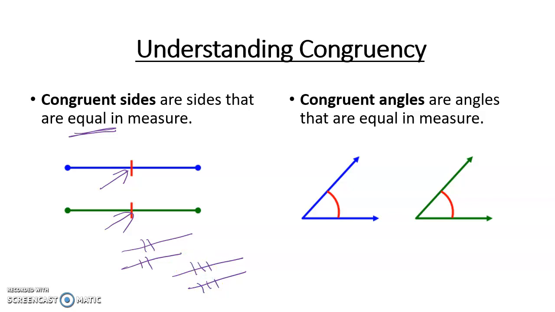Congruent angles are angles that are equal in measure. When we look at angle measures, we use this arc symbol inside the angle to show congruency. And again, if there was more than one, we could put 2, 3, and so on.